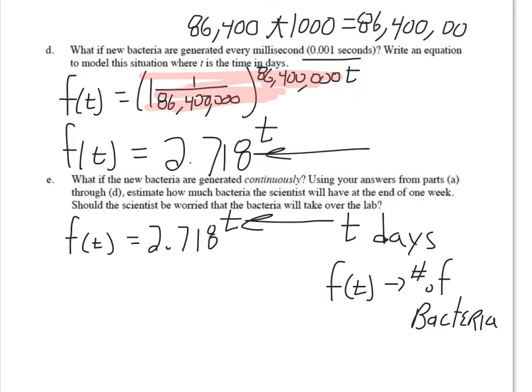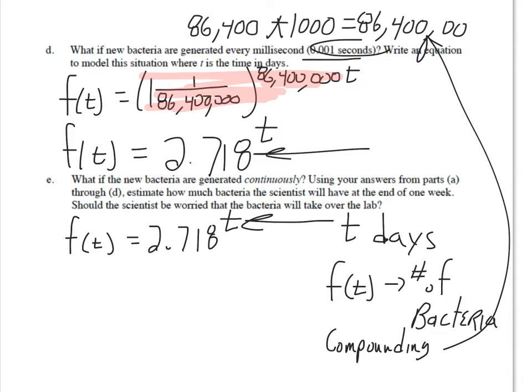Where we're literally compounding 86,400,000 times. Well, compounding that often, compounding every 1,000th of a second, is pretty much compounding continuously. So we're going to use this equation to calculate how many bacteria are at the end of 1 week.